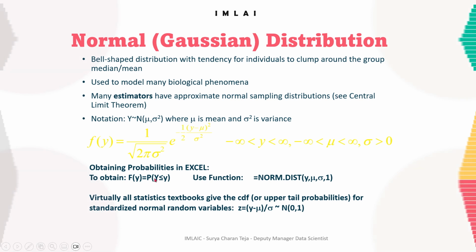Now, if you want to obtain these probabilities in Excel, I've put it here. We can use a function called NORM.DIST, and you mention the respective values: y value, mu value, standard deviation value, and just give one, and you should be able to create it. Virtually all statistics textbooks give the CDF or upper tail probabilities for standard normal random variables. This is called the standardized normal random variable, where z is equal to y minus mu divided by sigma.